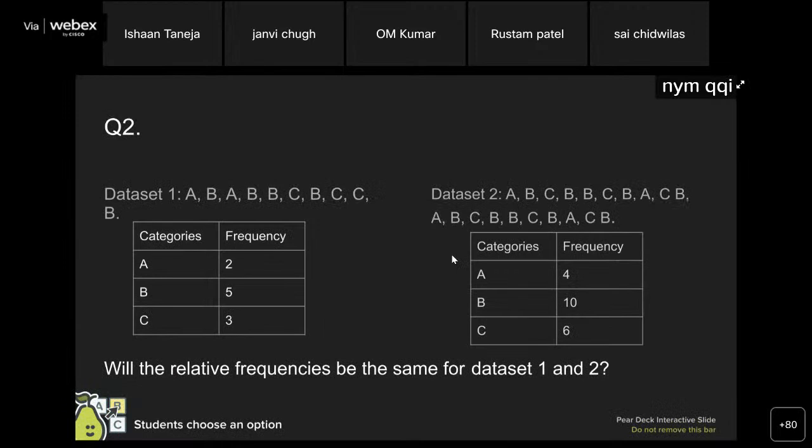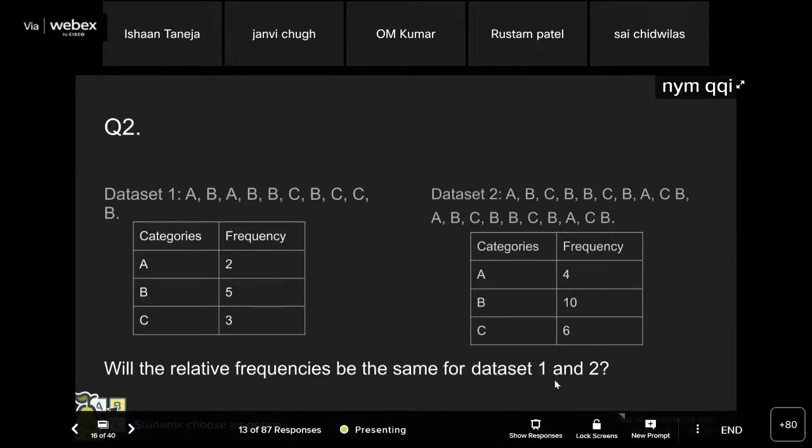Okay, so we have made one conclusion statement, right? So we are gonna use that over here. Will the relative frequencies be the same for dataset 1 and 2 given their frequency distributions are different? So we have dataset 1 and dataset 2 over here. Will the relative frequencies be the same for the two?